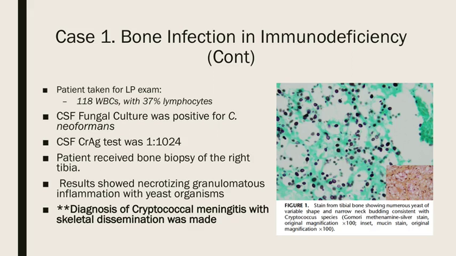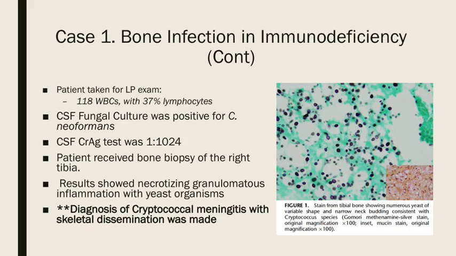So if you look here on the photomicrograph on the right, you can see the numerous yeast with variable shape and a narrow neck budding consistent with Cryptococcus species. This is in a GMS stain. The publication just had a black and white photograph. I went back in my archives and I found the color one. I'm so happy I did because it displays that beautifully. So this turned out to be cryptococcal meningitis with skeletal dissemination.